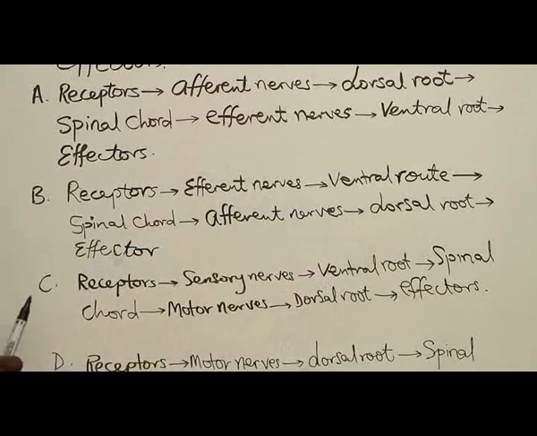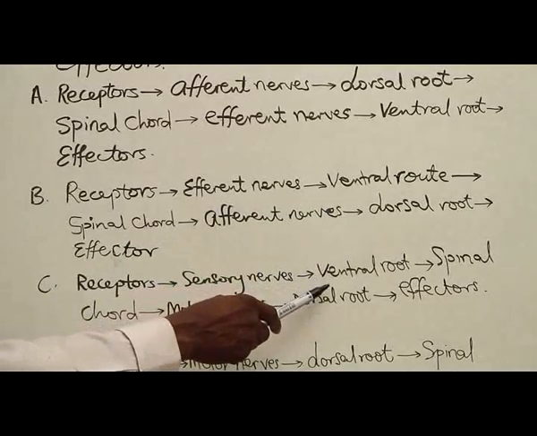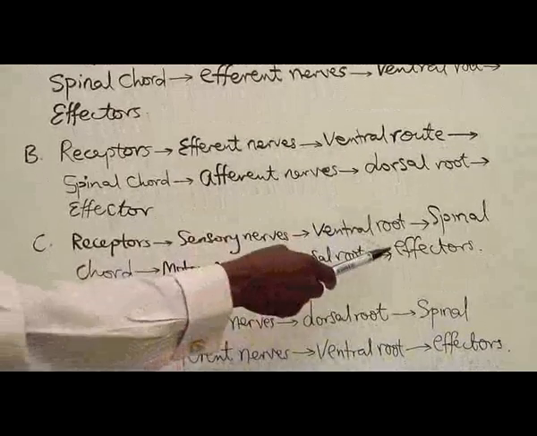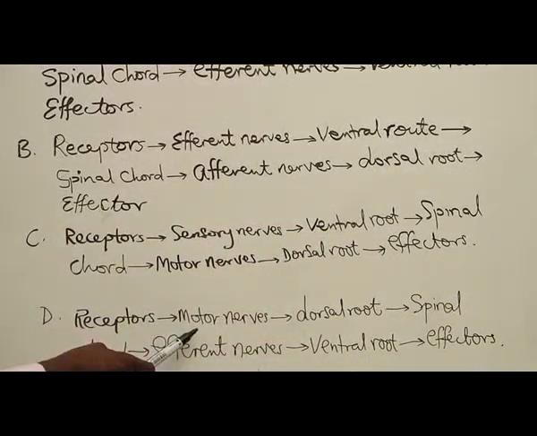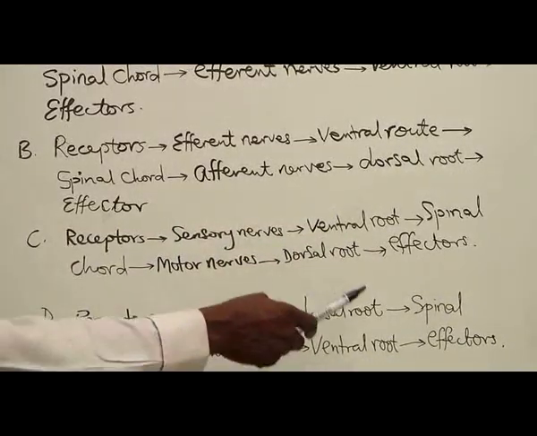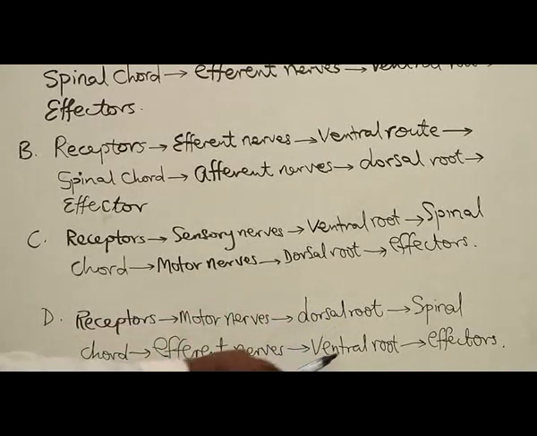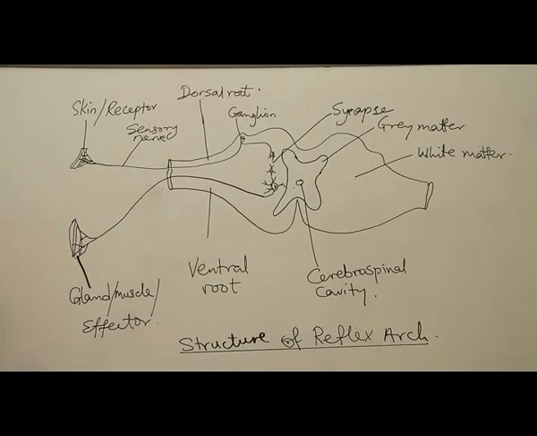C, receptors through sensory nerves, through ventral root, through spinal cord, through motor nerves, through dorsal root, through effectors. And finally, D, receptors through motor nerves, through dorsal root, to spinal cord, then through efferent nerves, through ventral root, to effectors. You can only answer this question if you understand your reflex arc. So let's look at the reflex arc. This is the structure of a reflex arc.